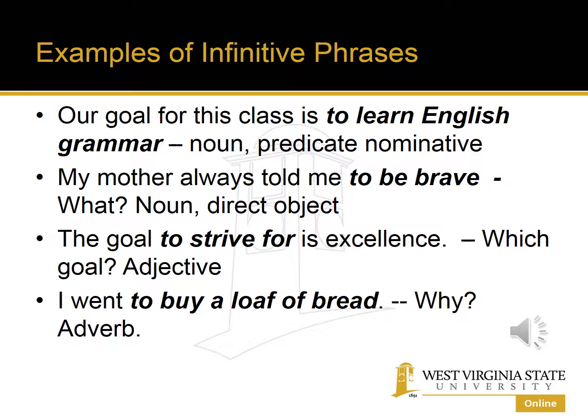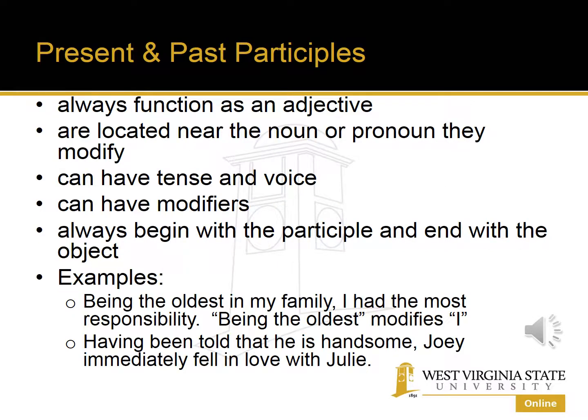And then verbal phrases can function as nouns, adjectives, or adverbs, and they can modify an entire sentence. As we noted in the previous slide, infinitive phrases are a little bit more complicated in that they can function as nouns, adjectives, or adverbs. Participial phrases, however, always function as an adjective. They are also located near the noun or the pronoun that they modify. They can also have tense and voice, and they can have modifiers. They always begin with the participle and end with the object.